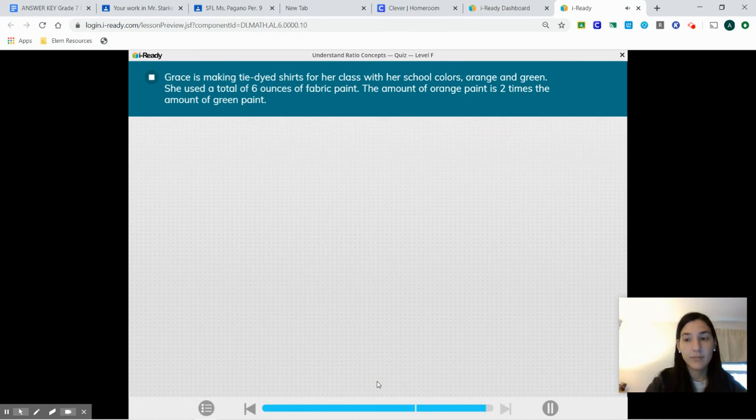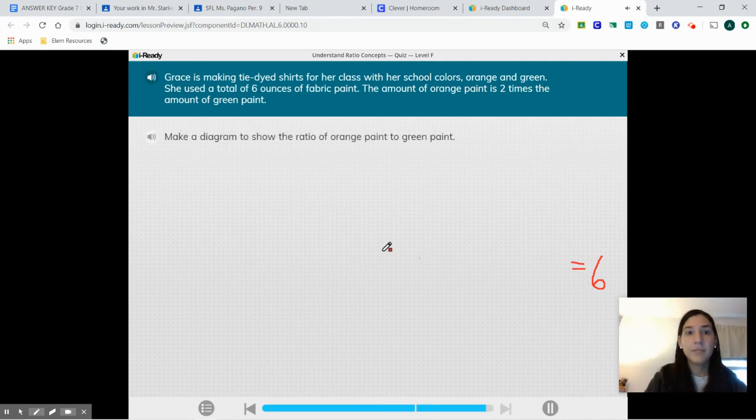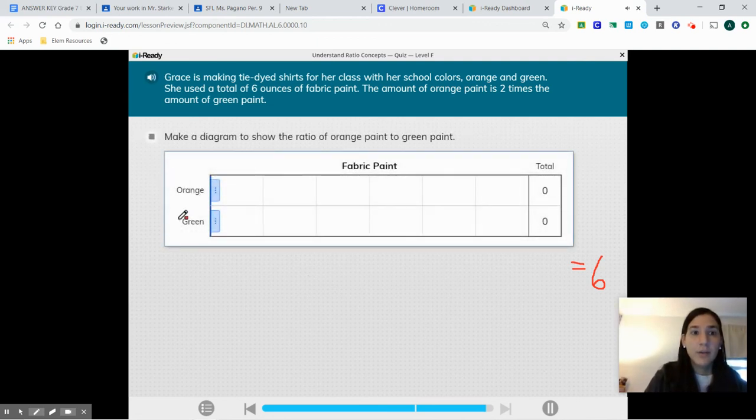Grace is making tie-dyed shirts for her class with her school colors, orange and green. She used a total of 6 ounces of fabric paint. The amount of orange paint is 2 times the amount of green paint. Make a diagram to show the ratio of orange paint to green paint. Okay, so orange is 2 times more than green, so we have 2x for orange and x for green.